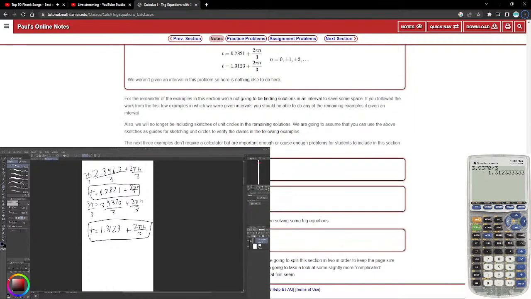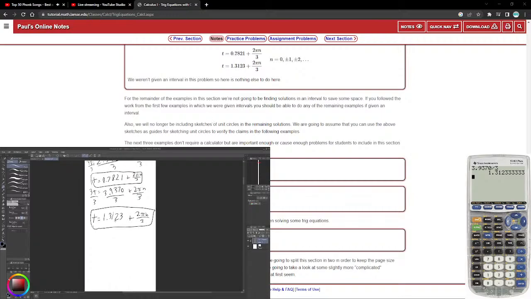There's no interval. Okay. For the remainder of the examples in the section, we're not going to be finding solutions in an interval to save some space. If you followed the work from the first few examples in which we were given intervals, you should be able to do any of the remaining examples if given an interval. Also, we will no longer be including sketches of unit circles in the remaining solutions. We're going to assume that you can use the above sketches as guides for sketching unit circles to verify the claims in the following examples. The next 3 examples don't require a calculator but are important enough or cause enough problems for students to include in this section in case you run across them and haven't seen them anywhere else.